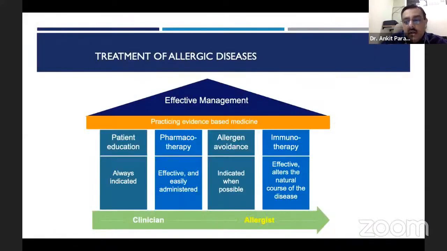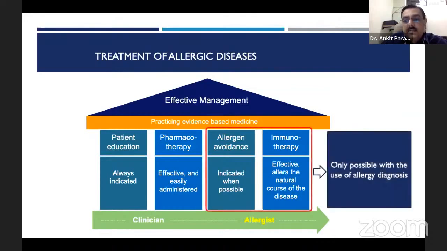So if you're looking at allergy testing, then it helps in allergen avoidance, and occasional patients will need immunotherapy. So allergy testing is not equivalent to immunotherapy. That is something which we all need to remember. There would be a few patients who would need immunotherapy. So we do understand that it is an upcoming modality for treatment of children with rhinitis and asthma.